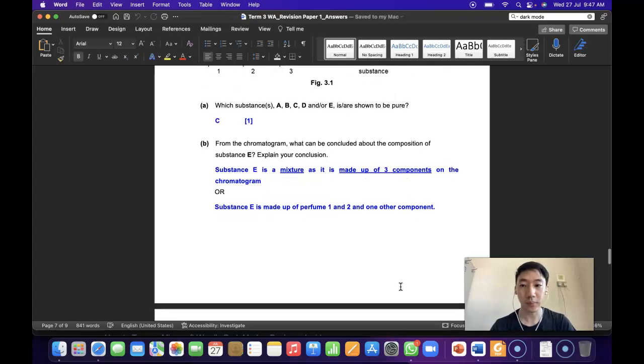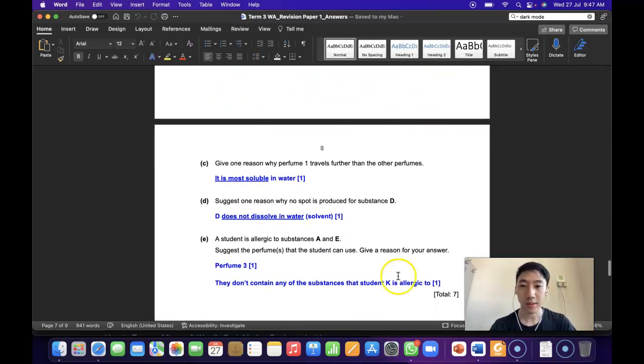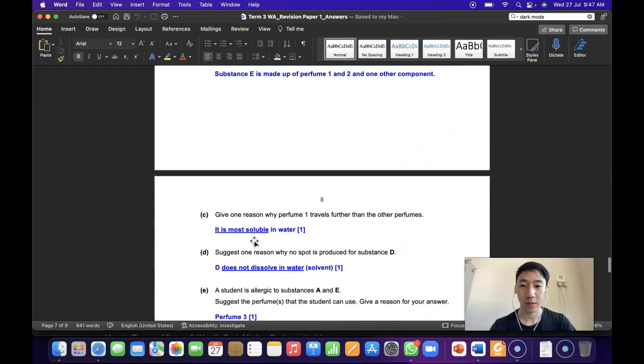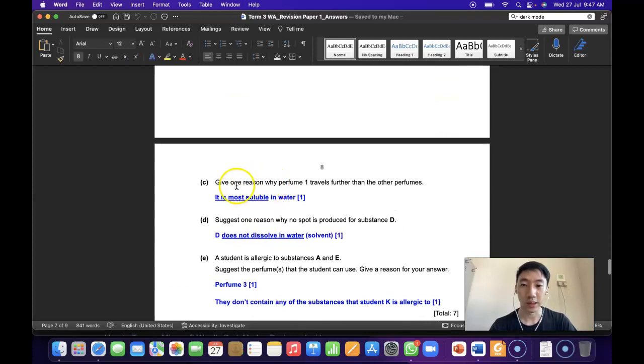That's fine. Lastly, let's talk about why perfume 1 can travel further than other perfumes. So why did perfume 1 go further? How chromatography works is that it goes by the solubility. If something is very soluble, it travels further with the solution. If something is not soluble, it will be left behind, or it will not even move much. So perfume 1 is the most soluble in water.